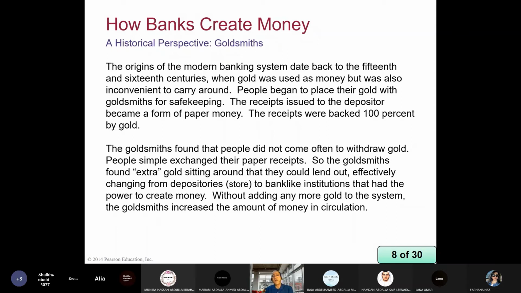Some others feel that only the central bank has the right to print banknotes, and it's true. The central bank has the right to print new banknotes, but still the title is true. Commercial banks can create money. So from a historical perspective, we will start with goldsmiths. What's the meaning of goldsmiths?